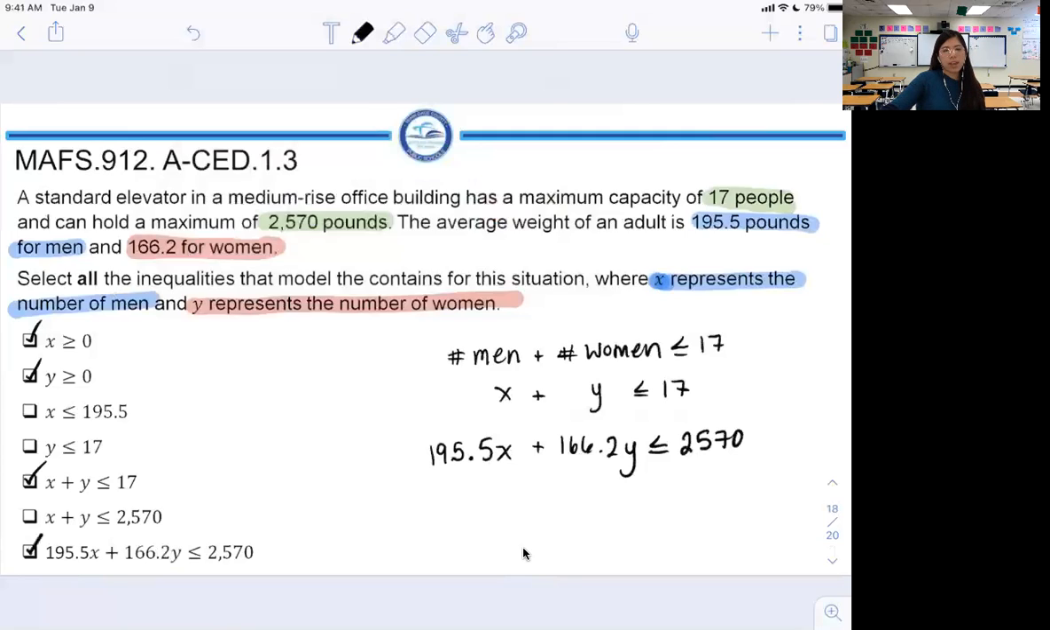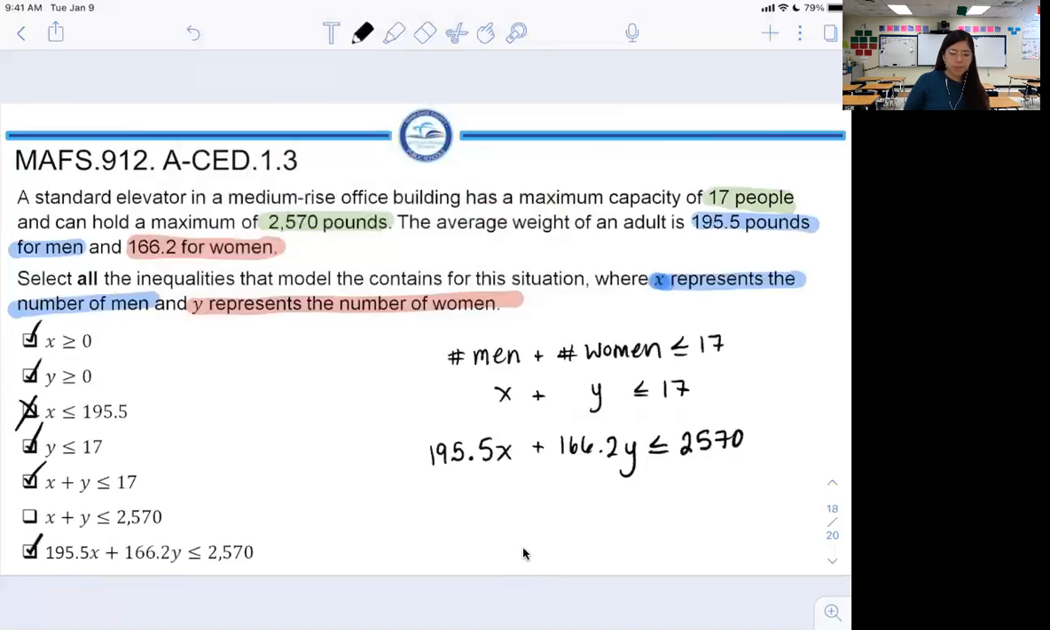C is saying that the number of men has to be less than 195.5 pounds. Well, that doesn't make sense because X represents the number of men, not how much a man weighs. So this is out. And then D is saying that the number of women has to be less than or equal to 17. Yeah, that makes sense because you can't have more than 17. However, you just have to make sure that you also checked the one that says it also has to be greater than or equal to 0.